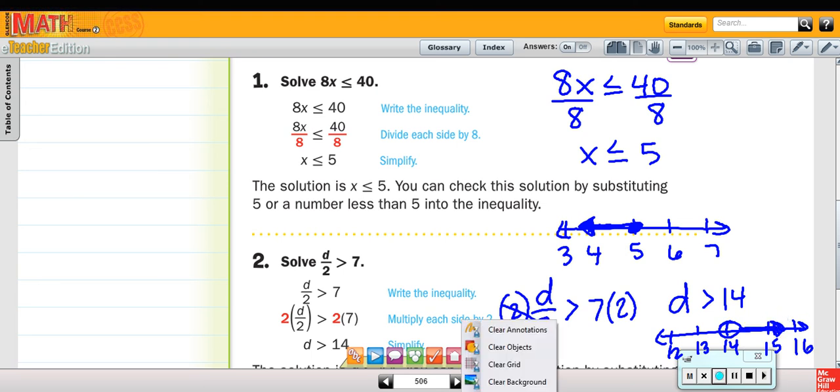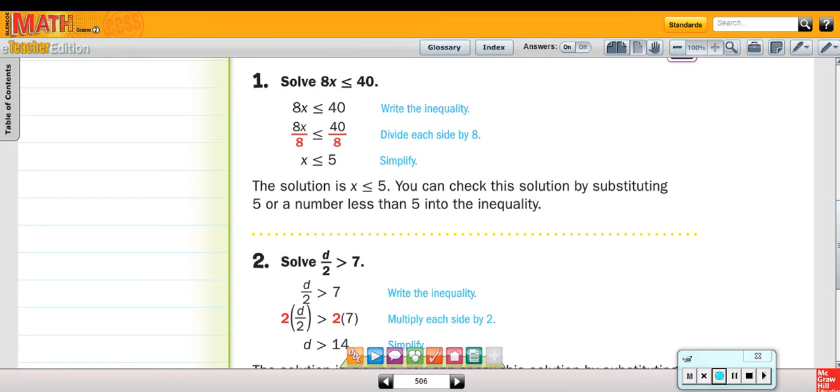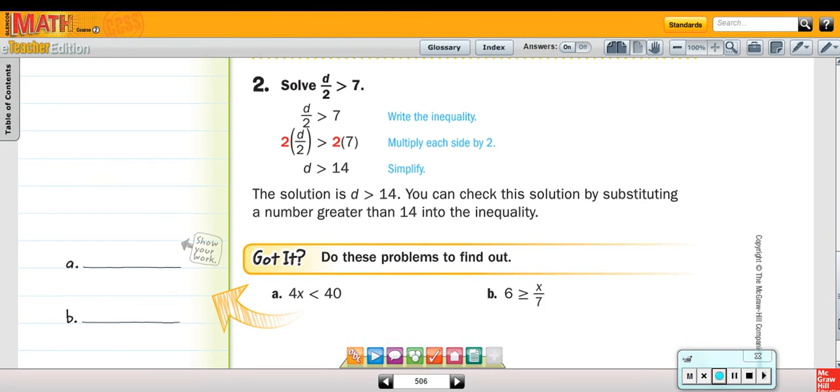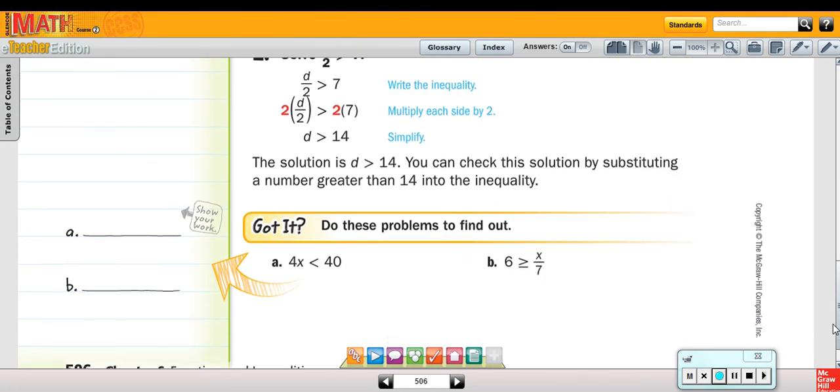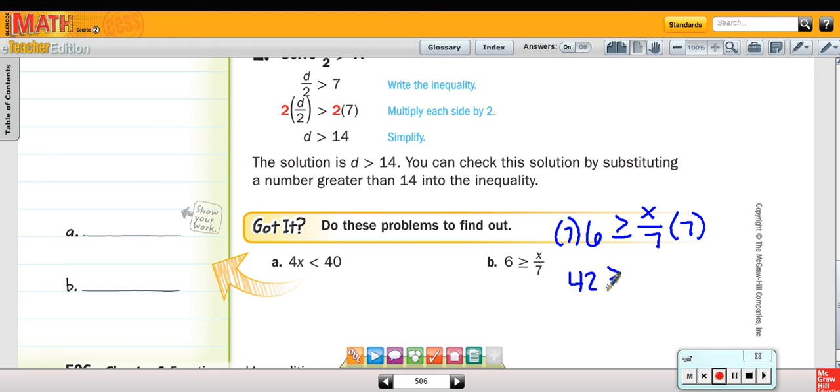So positive numbers are going to work the same as what we had in our 6th grade book. We're just going to solve them like we do equations. Just be careful on a question like letter B. So if I have something like 6 is greater than or equal to x divided by 7, we'd multiply both sides by 7. So I'd get 42 is greater than or equal to x, because those would cancel.